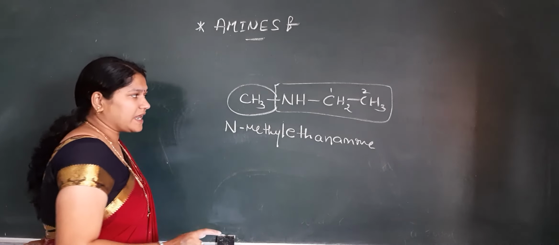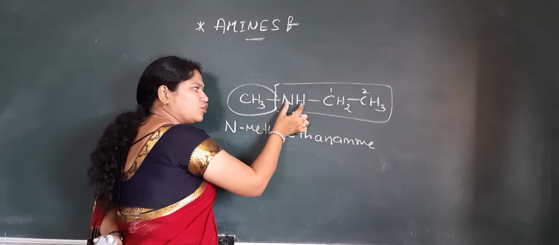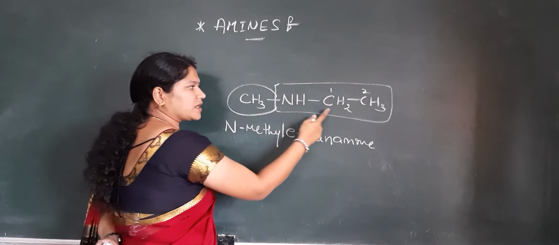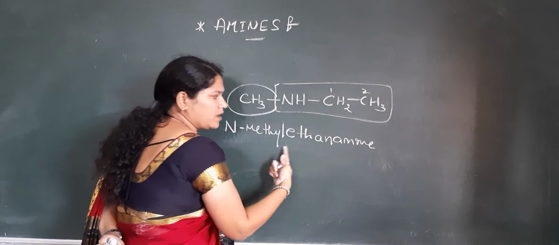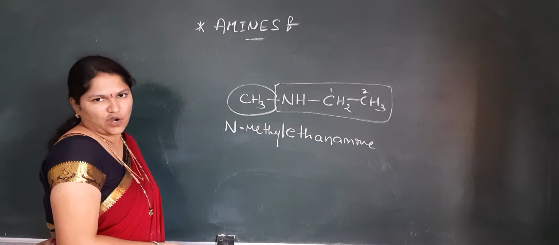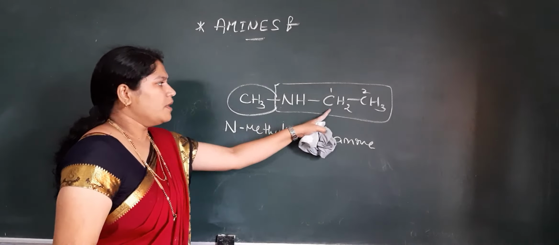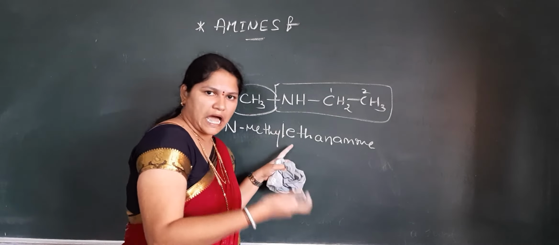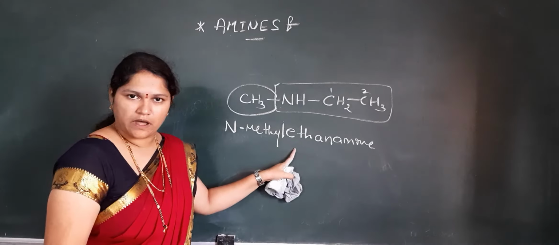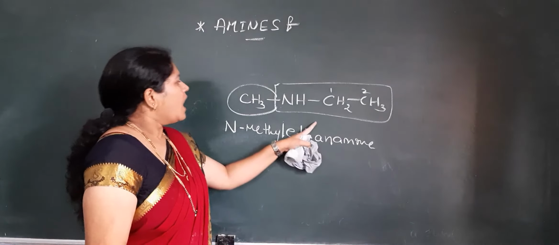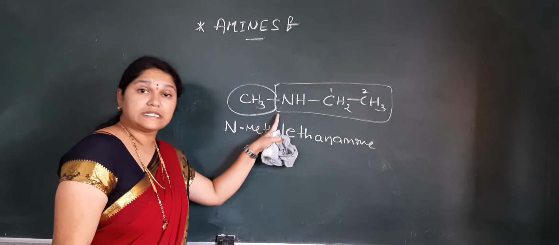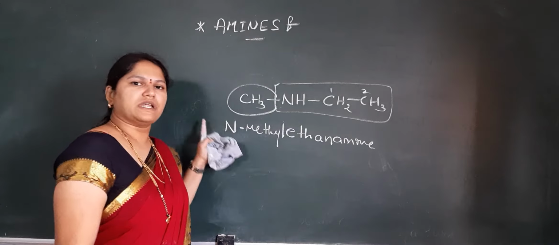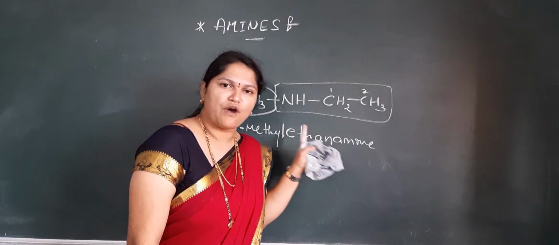Clear? So what happens? N means the methyl group is attached to the nitrogen of the amine group, along with ethane amine, the root word with the suffix. If two substituents are present on the nitrogen atom, first check which carbon chain length is high. That should be your root word, followed by the suffix, and then any substituents present on the nitrogen atom are mentioned using capital N. N-methyl ethane amine is the name of this compound.